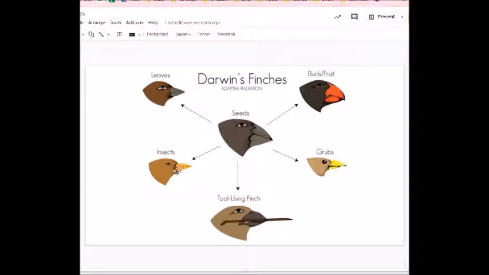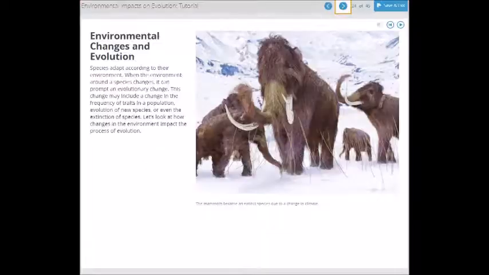The ones that could adapt learned to eat insects. Okay? Same thing happened in all these islands. So moving to a new place means you have to adapt to the new place or you die. Interestingly enough, sometimes you don't have to move. Sometimes your environment changes around you. Okay? And as a result, that can lead to evolution too.